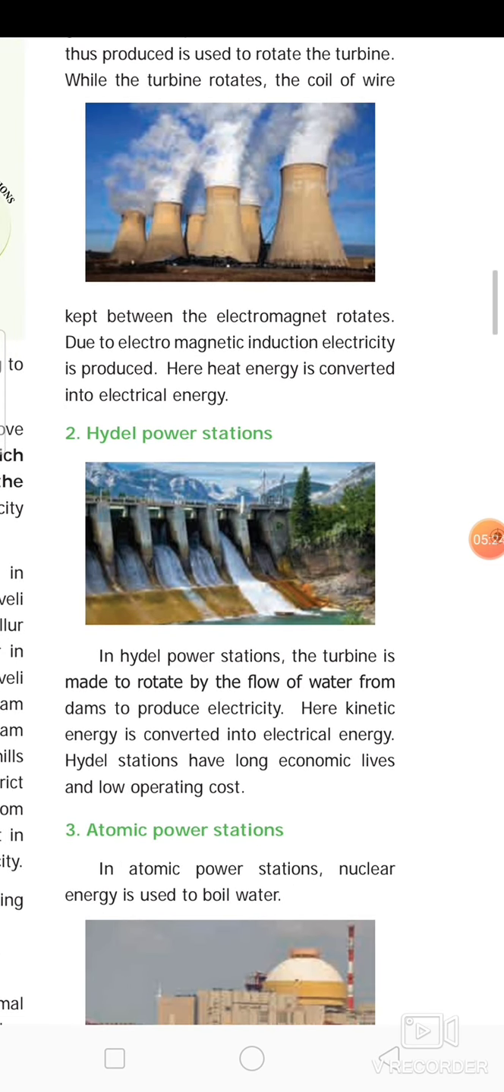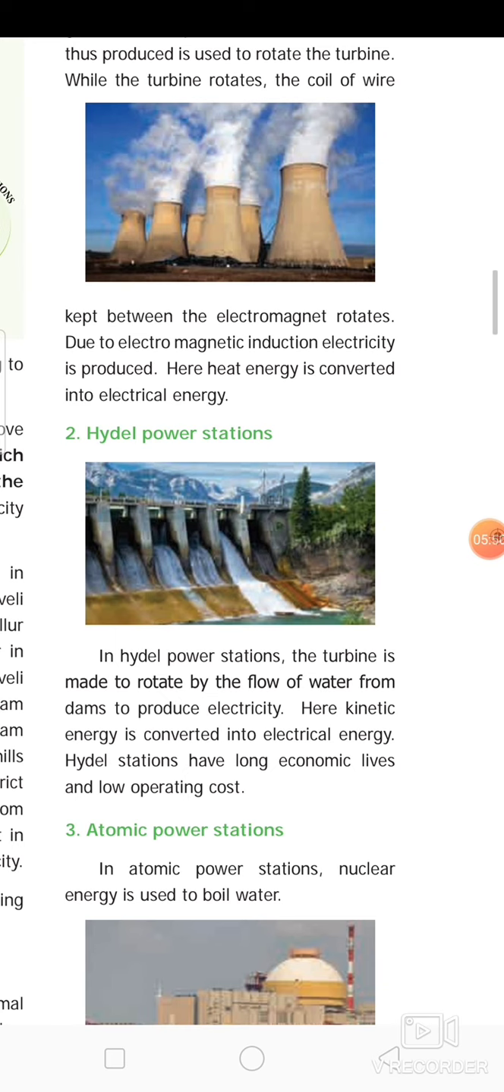In a hydel power station, the turbine is made to rotate by the flow of water. In thermal power, the turbine is rotated with the help of steam. Here in hydel power, the turbine is rotated with the flow of water from dams to produce electricity. Here kinetic energy is converted into electrical energy. Hydel stations have long economic lives and low operating cost.